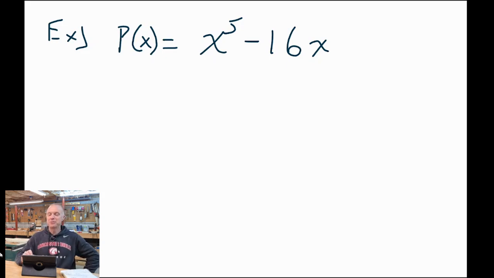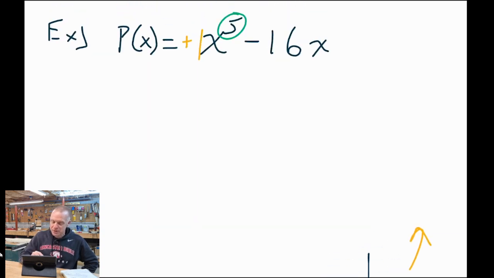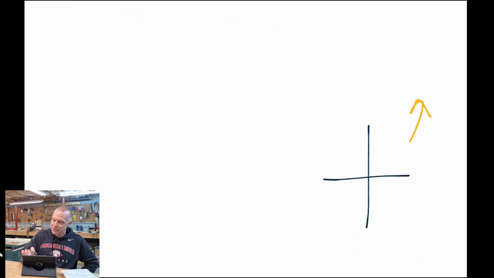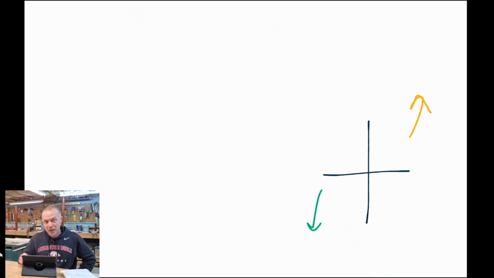P of x equals x to the 5th minus 16x. Well, you can go through the same kind of analysis. You can look at the leading coefficient. It's pretty clear that it's positive. Remember, if you have a positive leading coefficient, that means your graph is going to be going up to the right. We also have the degree. It's a degree 5. Remember, that's an odd degree, and odd means opposite. We're talking about the left side, of course, being the opposite of what happened on the right. So it looks like it's going to go down.